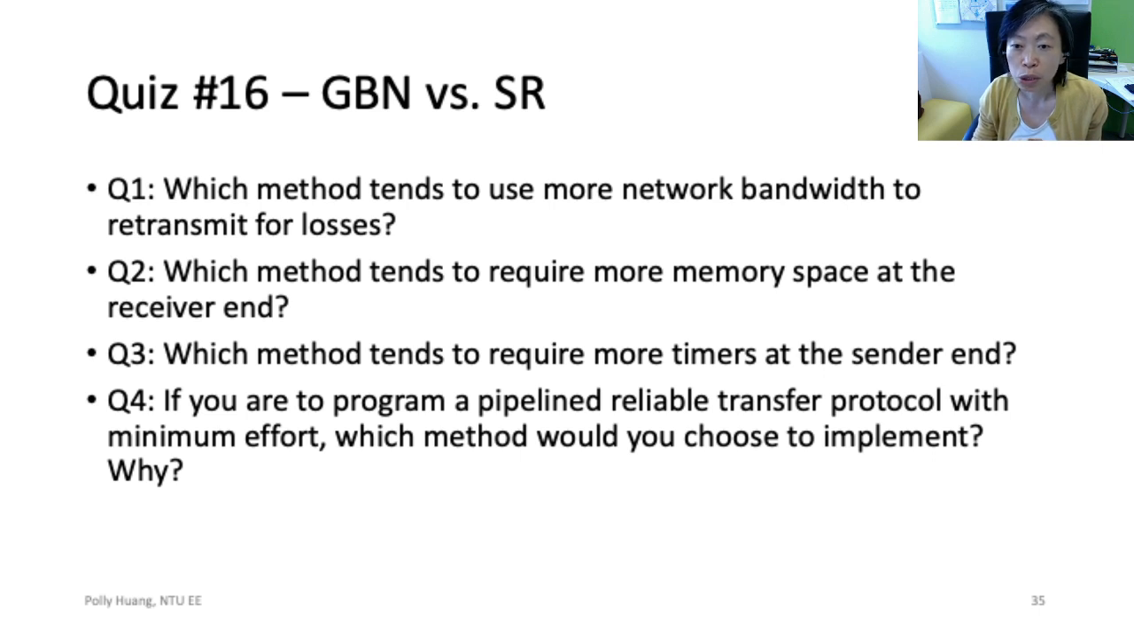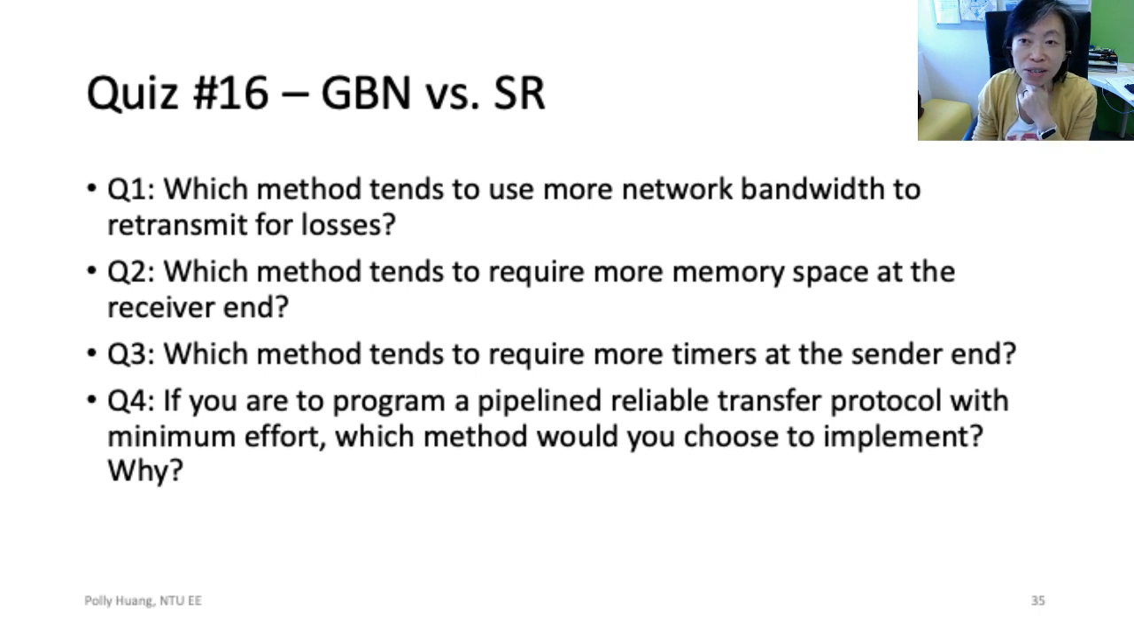Q3, which one tends to require more timers at the sender side? Go-Back-N requires what? A timer for a flight of packets. But selective repeat requires what? One timer per packet. So which one ended up having more timers at the sender end?